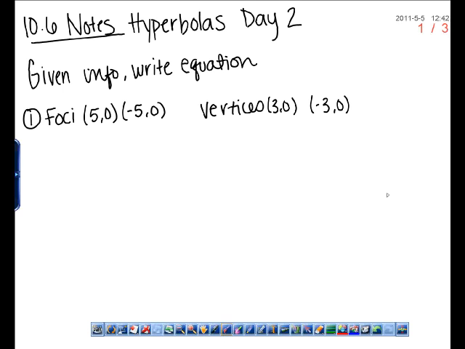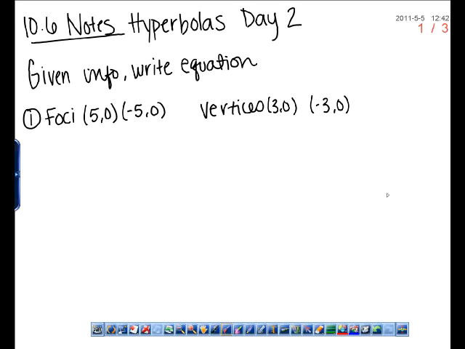Okay, so as you can see, today we are going to work some hyperbolas where we're given information and we want to come up with the equation. Okay, we're going to treat this very similar to how we worked with these on ellipses. As long as you got a good understanding yesterday of hyperbolas, you're going to do just fine with this. It's probably going to be a lot easier than what we did yesterday.